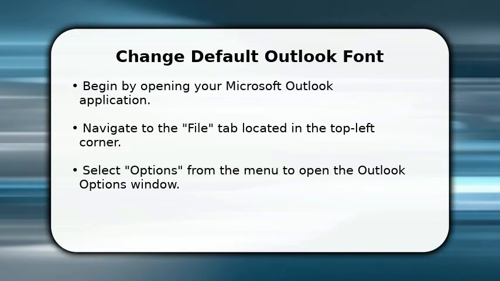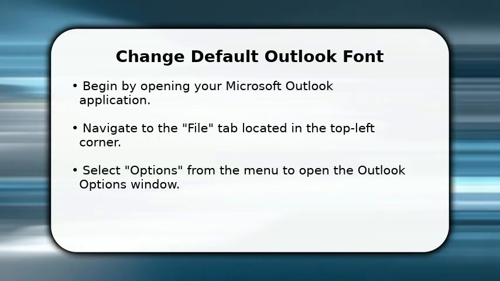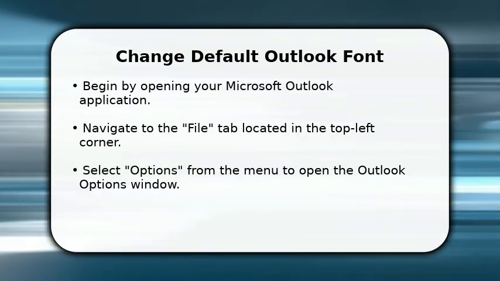Enjoy the video. In this video, I will show you how to change the default font in Microsoft Outlook. First, launch your Outlook application. Once it's open, head over to the File tab, which you'll find in the upper left corner of your screen.